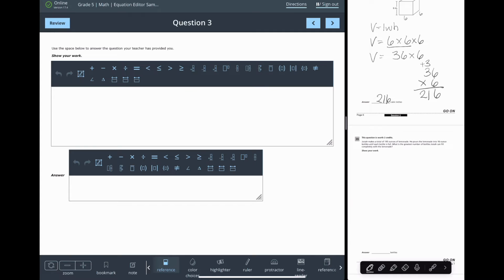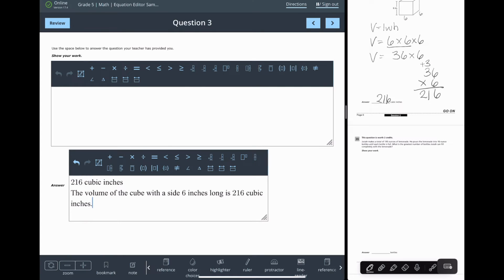Tap this out of the way. All I would have to type in here is 216 cubic inches, or let's write a full answer. What is the volume of the cube? The volume of the cube with a side 6 inches long is 216 cubic inches. Done. And I can hit those 3 little lines to make it longer, and that's it. That's all you need to put for this answer.